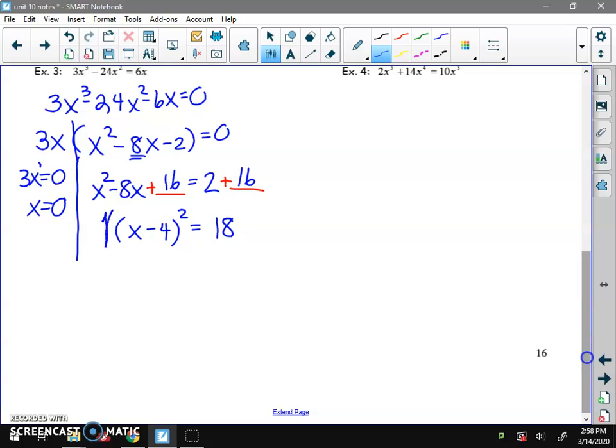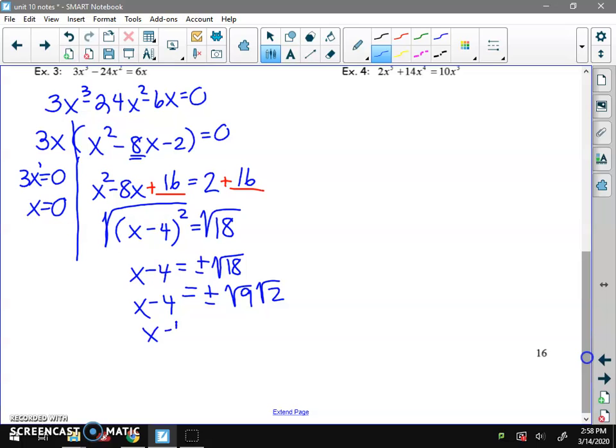Take the square root of both sides. X minus 4 equals plus or minus radical 18. Radical 18 could be simplified to plus or minus radical 9 radical 2, which really makes x minus 4 equals plus or minus 3 radical 2. Now remember, you want x to be alone, so you've got to take this negative 4 and add it to the other side. So x equals 4 plus or minus 3 radical 2.